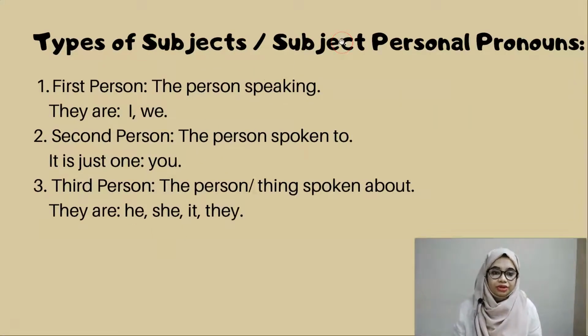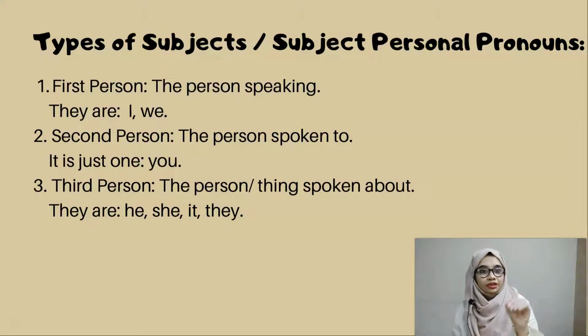Types of subjects, or more specifically, subject personal pronouns. So the first person is the person speaking. So right now I'm the one speaking, so I am the first person. And if it is in plural, so the first person is we. Second person, the person spoken to, it is just one, you. So even if I'm talking to one person, the second person is you. And even if I'm talking to a group of people, the second person is you.